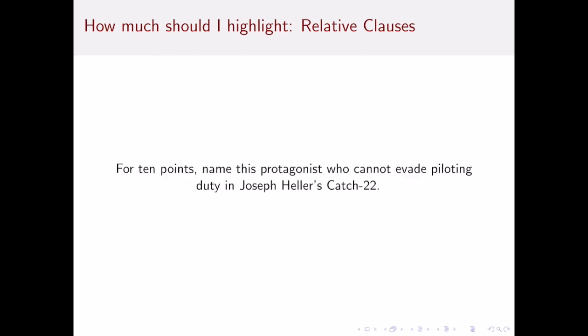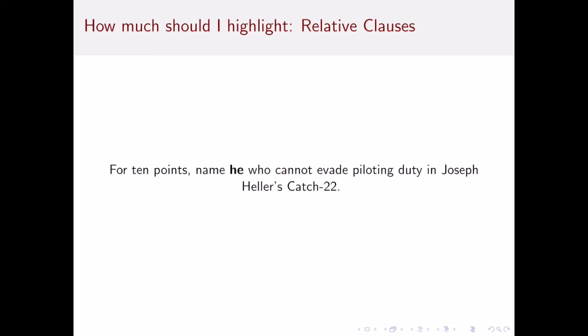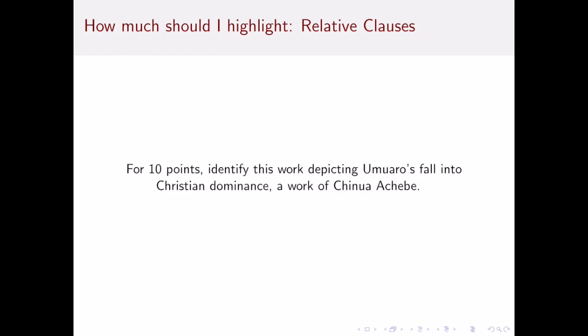We see the same thing happening here. We would highlight "this protagonist" because you could replace that with "he." Similarly, in this question, we would only mark "this work" as it forms the subject of its own clause.